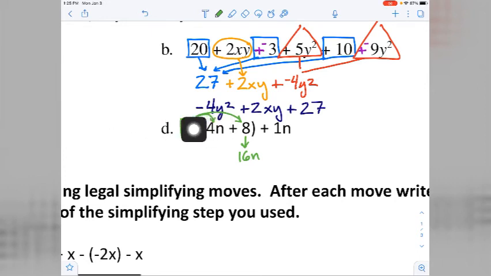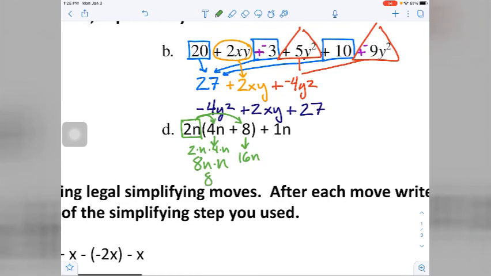4 times n times 2n. What this means is, so 2 times n times 4 times n is what's happening here. And so I know that 2 times 4 is 8, and most students said this was 8n. But this is actually 8n times n, which means that it's really 8n squared, right?